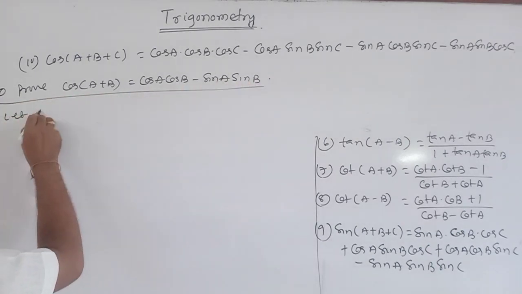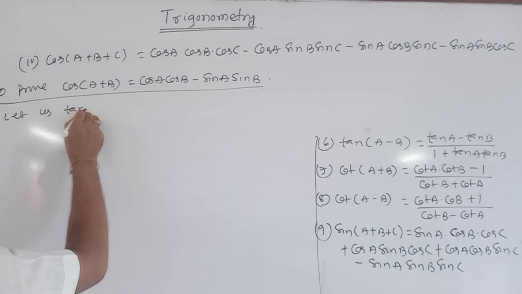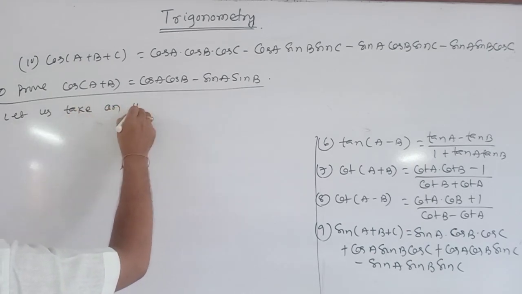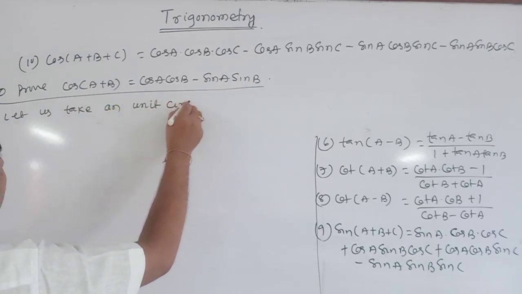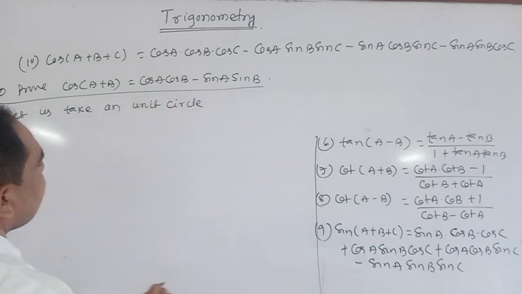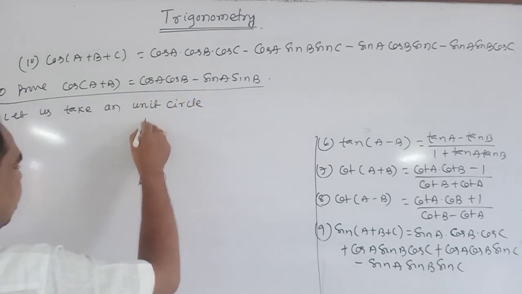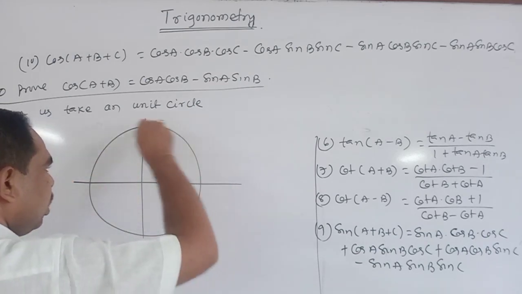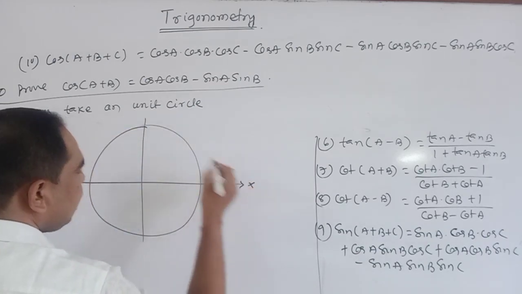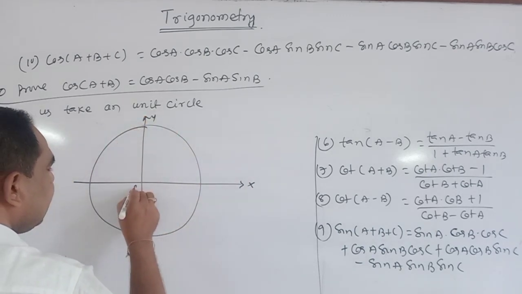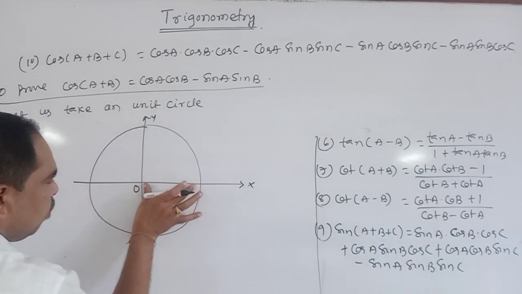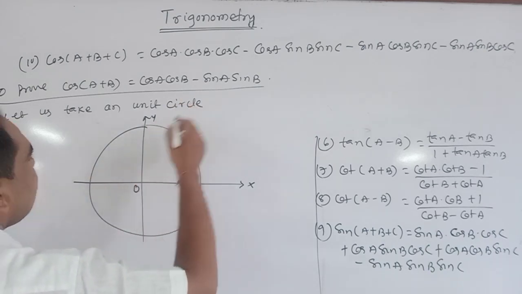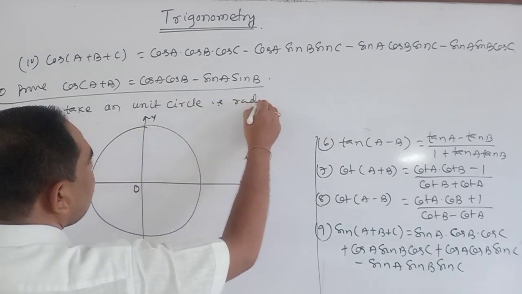Let us take a unit circle. Unit circle means radius is 1. This is a unit circle. This is the x axis, this is the y axis, this is the origin. This length is 1, that is the radius of the circle.